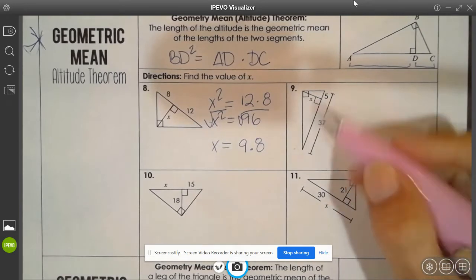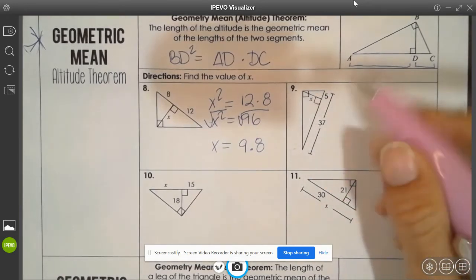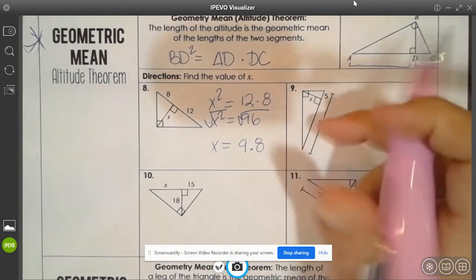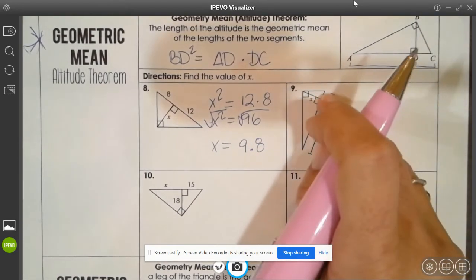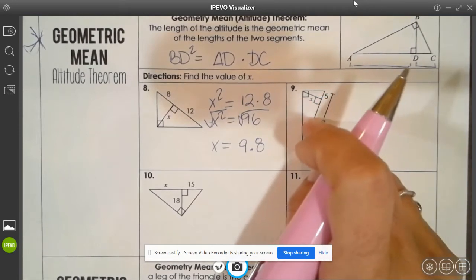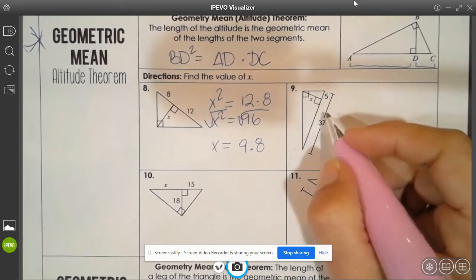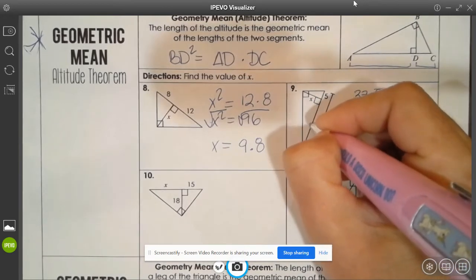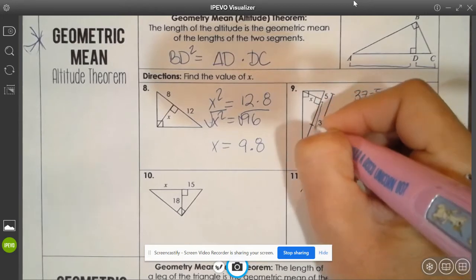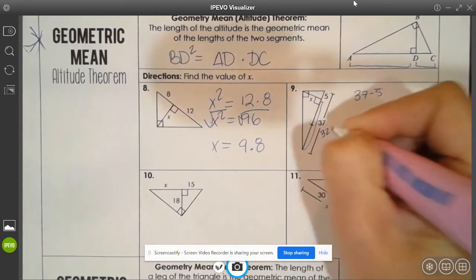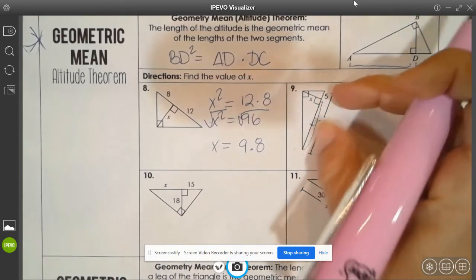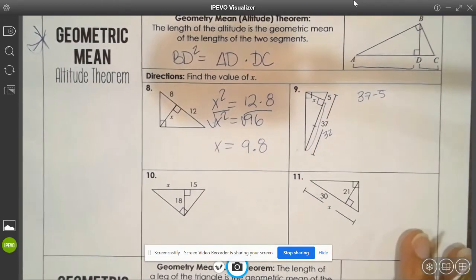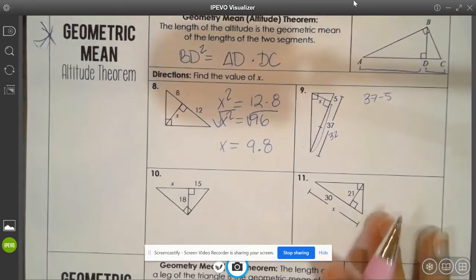Then here we have a variation. They're saying that the whole piece is 37. But remember, you need this piece and this piece. So if we subtract 37 minus 5, we get this piece over here. The first step, 37 minus 5, is 32. That means this side right here is 32. I'm going to write it here so I know. So this is 32 and this is 5, right? And 32 plus 5 gives you the whole thing, which is what they're giving you. But you don't need the whole thing.